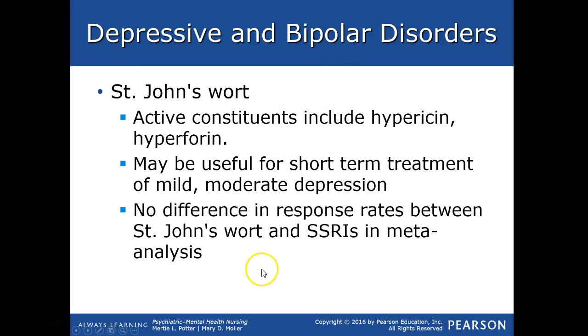St. John's wort, you saw that on the table that I showed earlier. Hypericin and hyperforin are its active parts of the St. John's wort that actually work on these depressive and bipolar disorders. It may be used for short-term treatment of mild to moderate depression, but again, not a whole lot of research that says, yes, this is a really good, true alternative to the actual pharmaceutical medication.